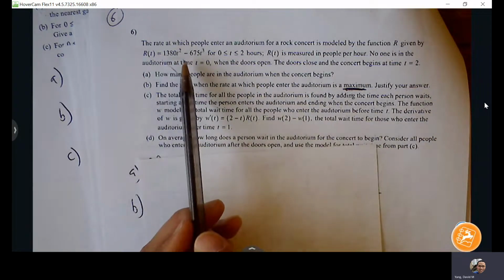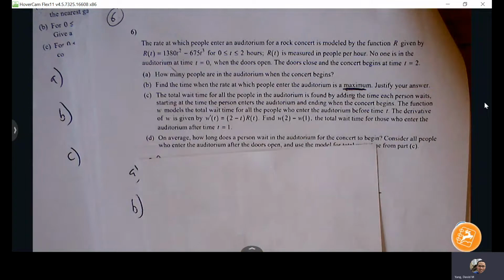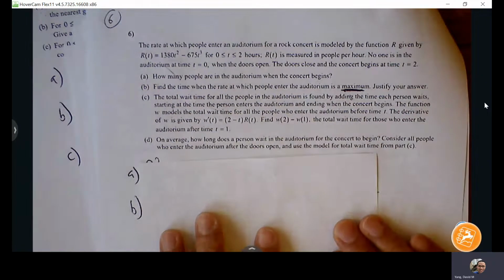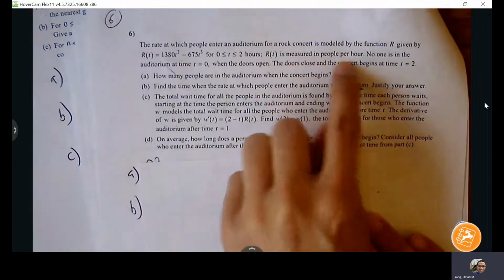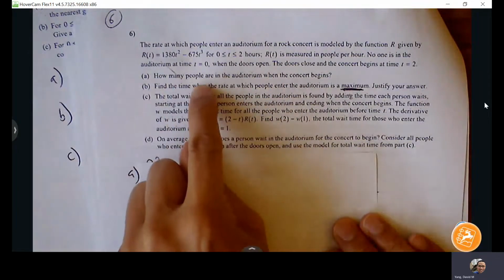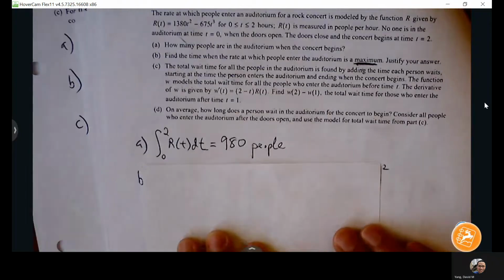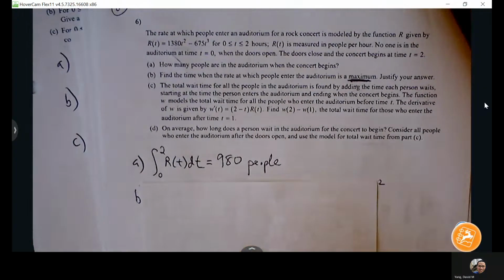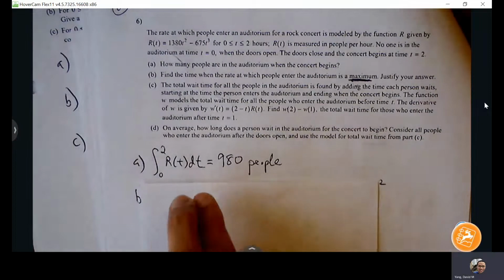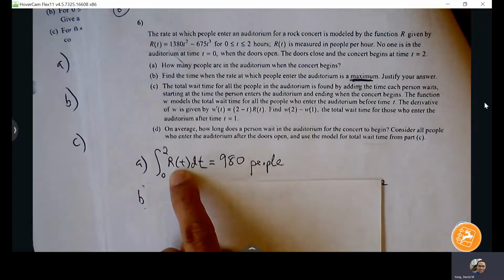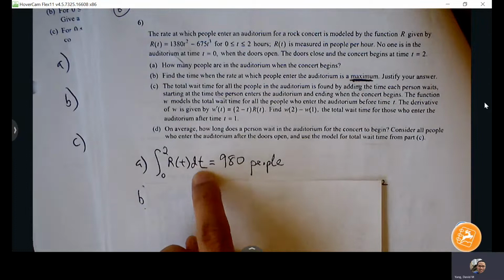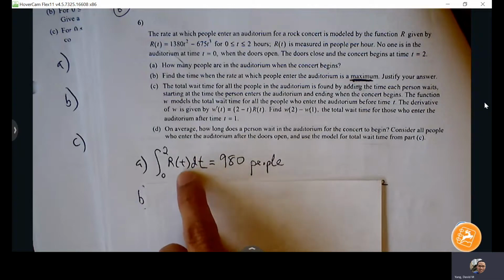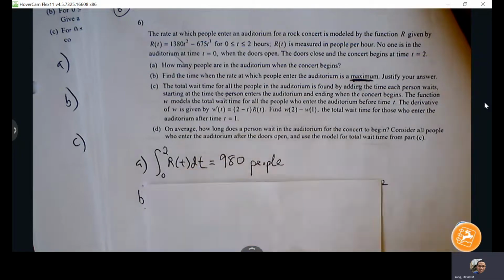We know R of t is people per hour. We want to figure out how many people are in the concert hall, and we can accumulate that rate over the course of 2 hours. So that's just taking the integral, right? Taking the integral, we can transform this people per hour to the number of people. So think of it as multiplication, right? You have people per hour times time, and that's going to cross the time out, and you know you're going to be left with just number of people.